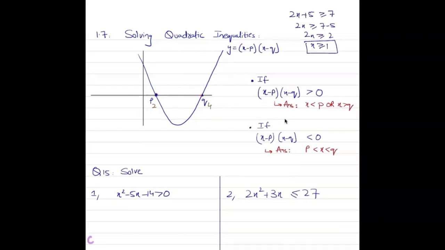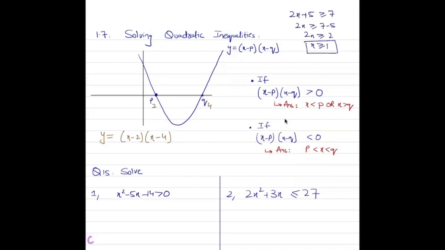Would you also agree that the equation is going to be x minus 2 times x minus 4 for this curve? This is the factored form. Yes or no? Yes, sir. Okay. So that's the factored form of the quadratic inequality. Now, we want to find the range of values of x. Now, there are three cases over here.